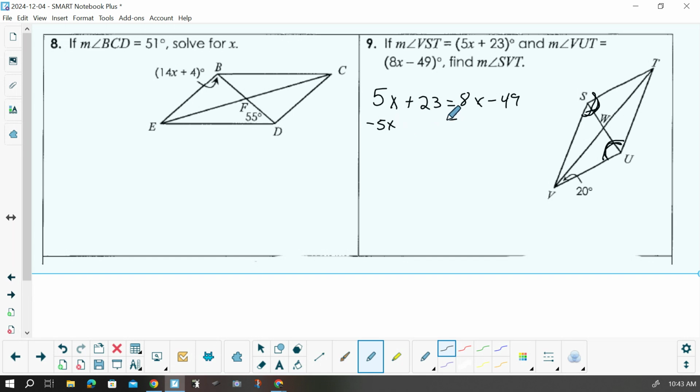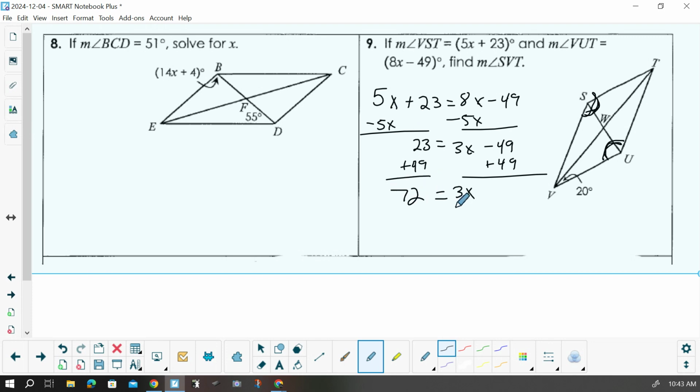So let's subtract 5x from both sides, and I get 23 equals 3x minus 49. I'm going to add 49 to both sides, and I get 3x equals 49 plus 23. I'm not going to do that in my head there. 49 plus 23 is 72. Divide both sides by 3, and I get 24.